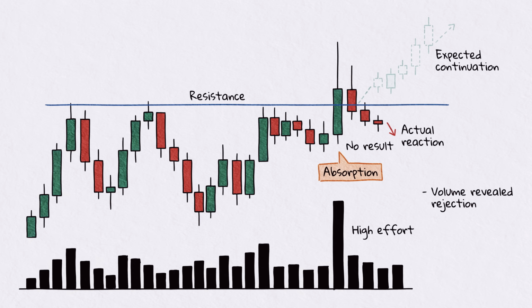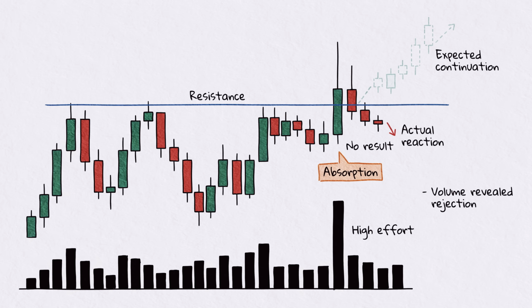The second failure mode is more dangerous because it looks like confirmation. Price breaks above resistance, volume spikes. It looks powerful. But here is the counterintuitive part. High volume at a breakout is supposed to confirm strength. But sometimes high volume is the trap. The candle closes with a long upper wick, or it closes back below the level despite heavy participation.